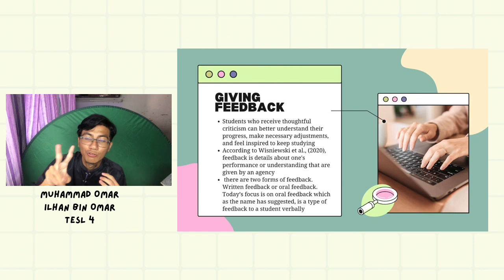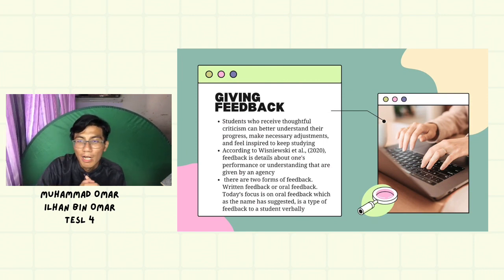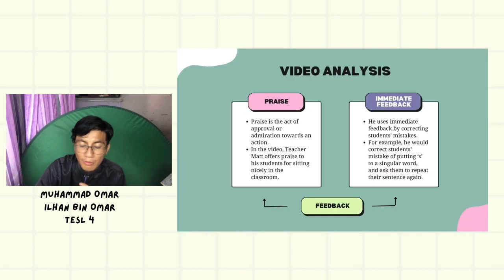Essentially, there are two types of feedback: written feedback and oral feedback. However, in today's video, the focus is only on oral feedback, which, as the name suggests, is a type of feedback given to a student verbally. We move to video analysis. In the video that I have chosen, Teacher Matt did a good job in providing feedback to students. In the video, he used praise and immediate response to correct students' mistakes.